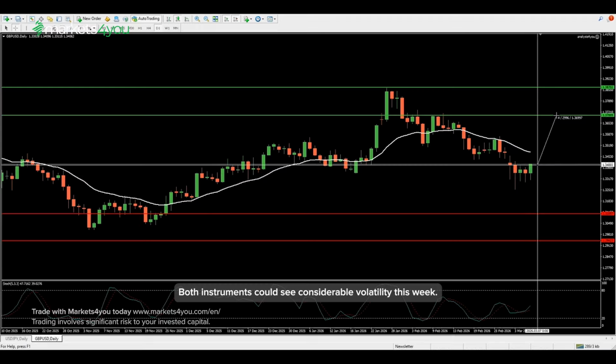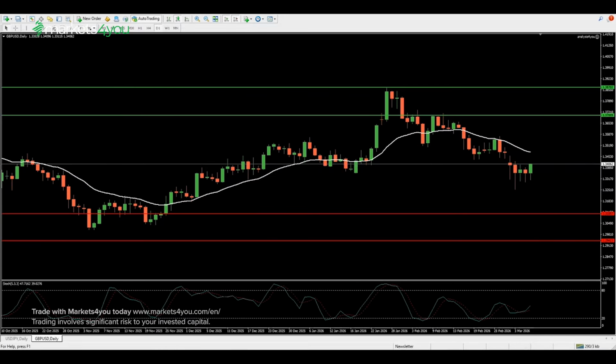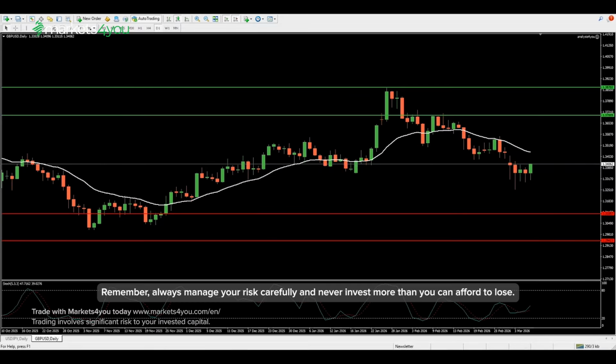Both instruments could see considerable volatility this week. Traders should be particularly cautious during Wednesday's US inflation release and Friday's US Core PCE data, as these events can cause sudden spikes in volatility and potential gap risks. Remember, always manage your risk carefully and never invest more than you can afford to lose.